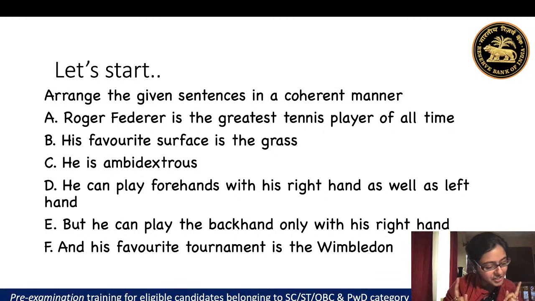Yes, Seema, very good. Abhilasha, giving a limelight. Fantastic. Yes. So look at sentence number A. Sentence number A can only be the first sentence of the paragraph. It's telling you exactly what you are going to face. Roger Federer is the greatest tennis player of all time. Very good. What else did you just tell me? It is telling us about his skills, right? So look at the next sentence. His favorite surface is the grass. Ask yourself, is it telling us about his skills? No. Look at sentence number C. He is ambidextrous. Now, anyone who knows the meaning of the word ambidextrous?